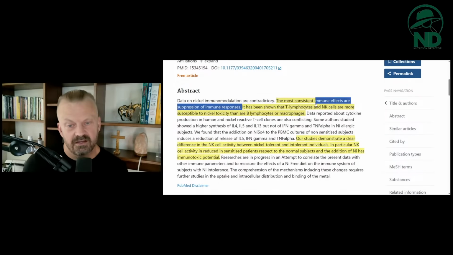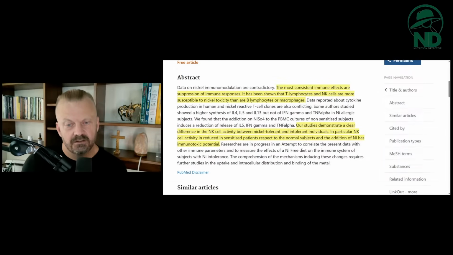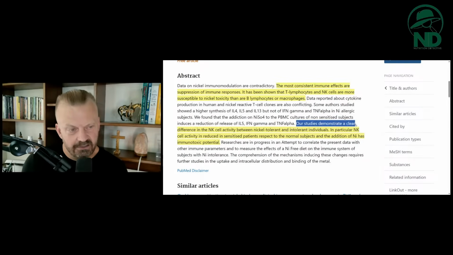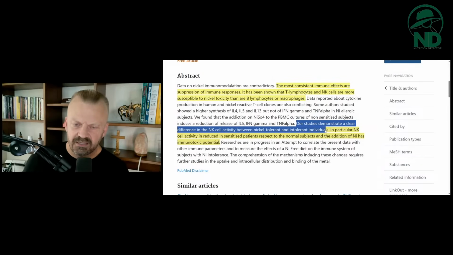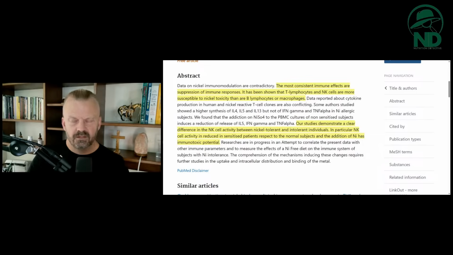It has been shown that T lymphocytes and NK cells are more susceptible to nickel toxicity, they use the word, than our B lymphocytes or macrophages. Our studies demonstrate a clear difference in the natural killer cell between nickel tolerant and intolerant individuals. Isn't that interesting? In particular, natural killer cell activity is reduced in sensitized patients respective to the normal subjects, and the addition of nickel has immunotoxic potential.